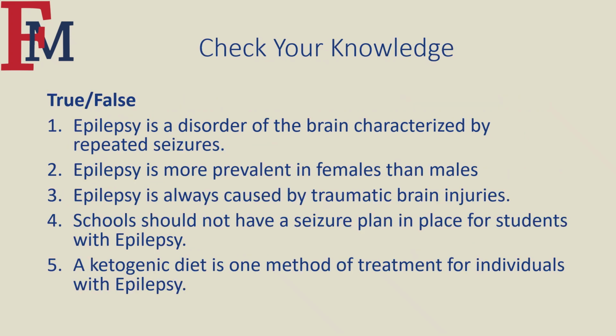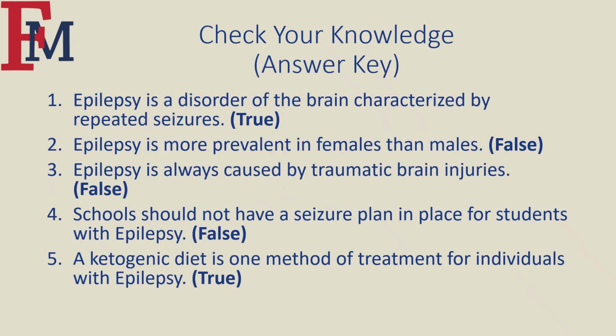So now let's check your knowledge, and these are true or false. Number 1, epilepsy is a disorder of the brain characterized by repeated seizures. Number 2, epilepsy is more prevalent in females than males. Number 3, epilepsy is always caused by traumatic brain injuries. Number 4, schools should not have a seizure plan in place for students with epilepsy. And number 5, a ketogenic diet is one method of treatment for individuals with epilepsy.